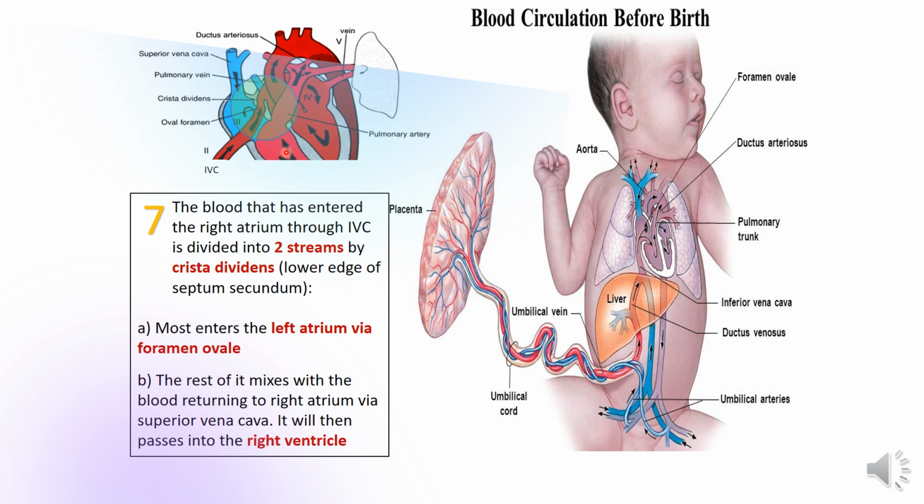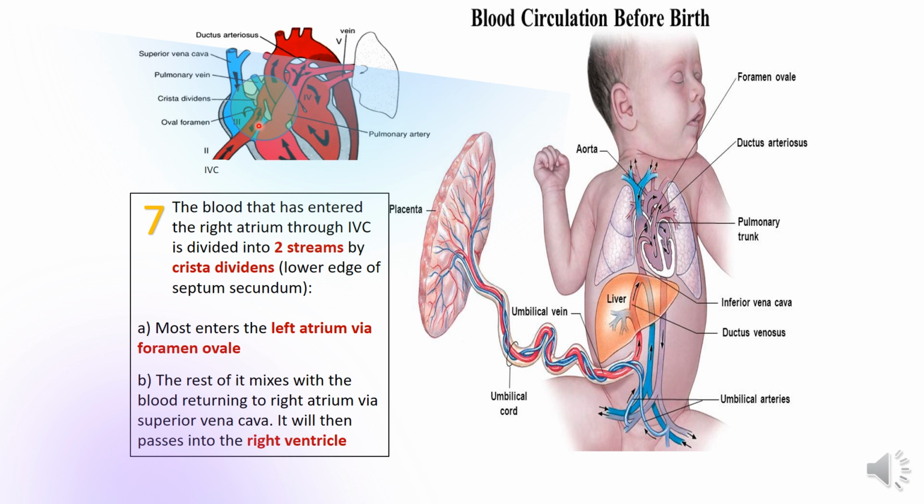Can you understand this? The blood that enters the right atrium, most of it will flow into the left atrium through the opening called the foramen ovale.